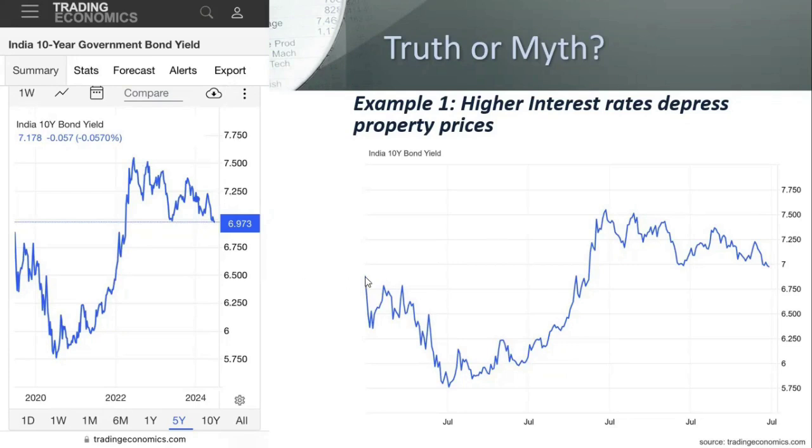However, the story also goes that real estate is inversely proportional to interest rates, because as interest rates go up, so does the price of loans, and real estate does not find buyers. But is that really true? Because we all see in India that real estate has been on the upswing.